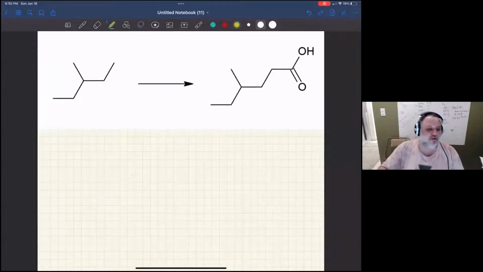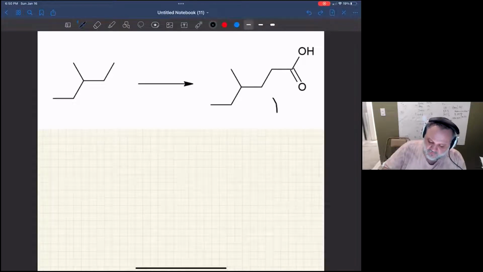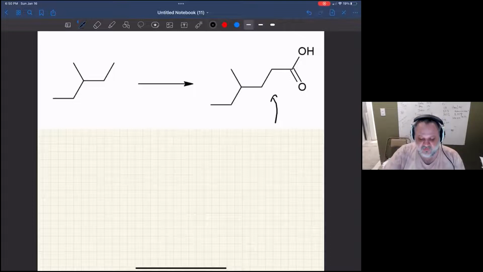All right, here's another. It's going to be a toughie. We're going to have a lot of different steps, and we're going to have to use all of our knowledge from every chapter. I'm clearly going to have to add some carbons. It looks like I've got 1, 2, 3, 4, 5, 6 here, and 1, 2, 3, 4, 5, 6, 7. I have to add at least 7 carbons.